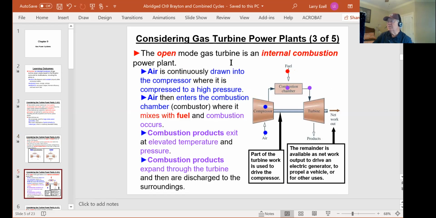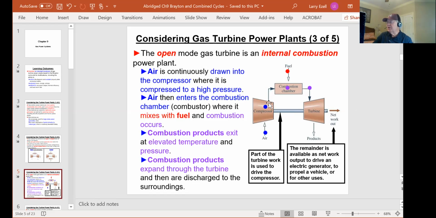All right, considering the open system, air is continuously drawn into the compressor where it is compressed to a high pressure. Air then enters the combustion chamber, or combustor, where it mixes with fuel and the combustion process occurs. Combustion products exit at elevated temperature and pressure right here. Combustion products expand through the turbine and then are discharged to the surroundings. Like I said, about half of the turbine's work goes to drive the generator, and about half of it is on the same shaft to drive the compressor.